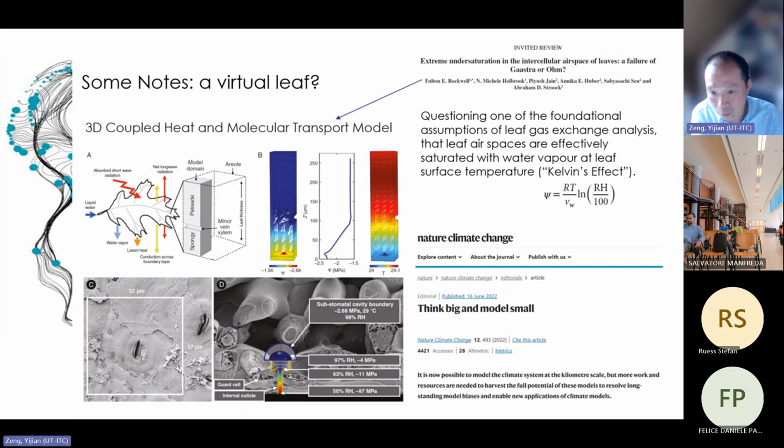There is also an editorial paper called Think Big and Model Small. The idea is that you have very detailed processes to consider, and you need to incorporate all these small processes in order to simulate them. But if you don't have these small processes, then you cannot say that they are not important. So in order to say important or not, we need to incorporate those processes.